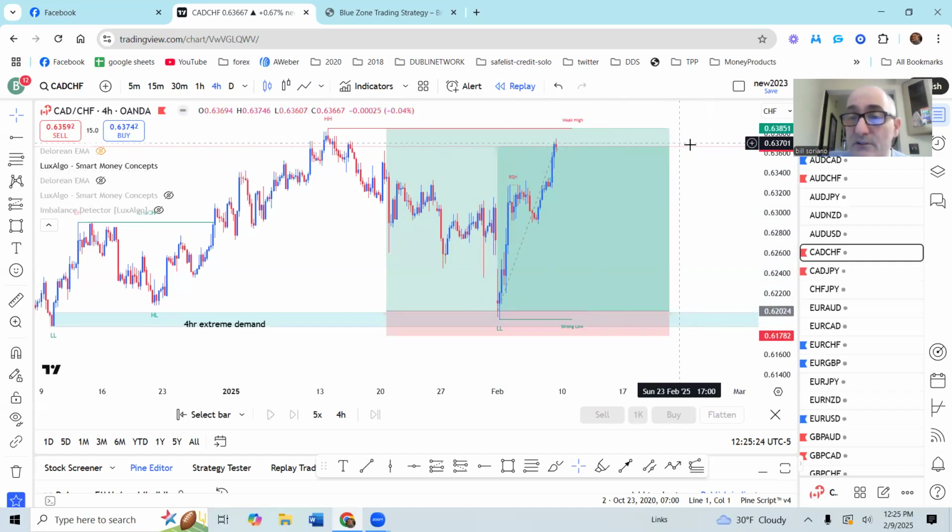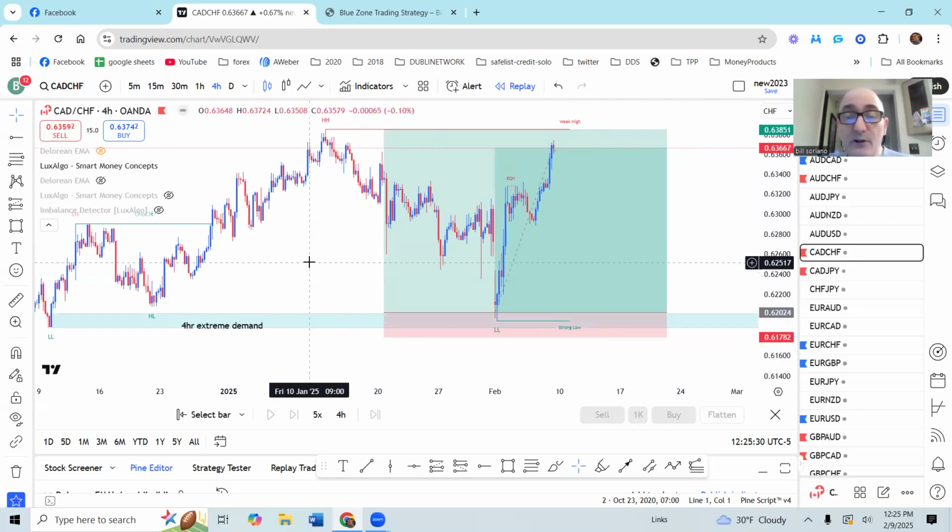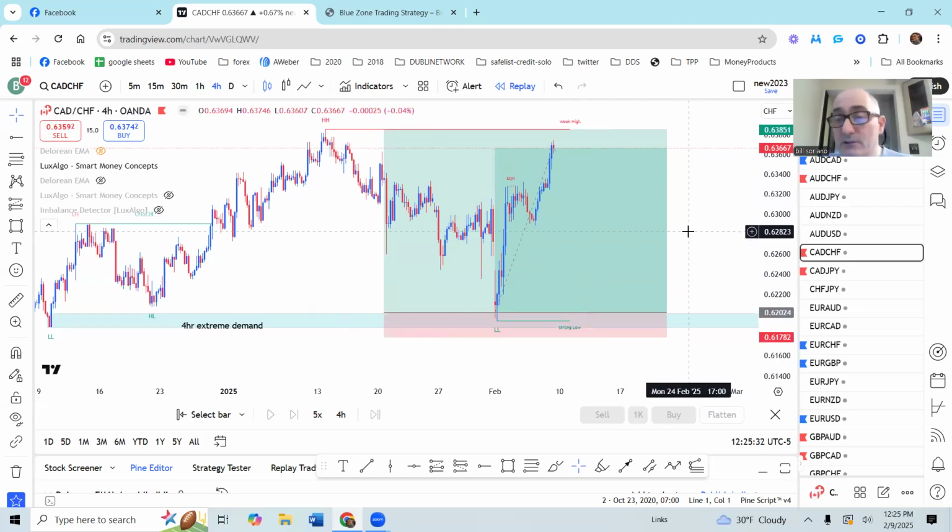Now, it hasn't quite reached the top yet. It may do that today when the market's open, or it may come back down here. But this was one of those trades that would have a high risk to reward ratio. And since you're trading from an extreme zone, an extreme demand zone, you can just set the limit order there and you don't need to wait for the lower time frame confirmation. Okay.